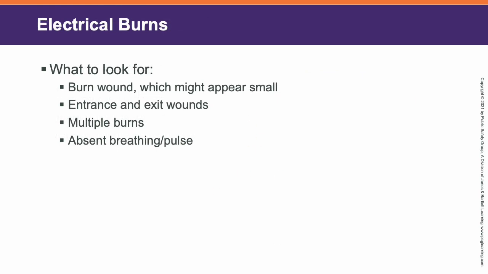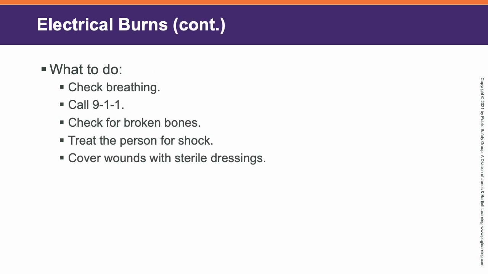So a couple of things to look for with electrical burns. Look for the actual wound. It may not be very big, but look for it. Look for also an exit wound. Look for if there was a place that the electricity came out. Check for multiple burns. And then, of course, check for breathing and a pulse. Okay. Last but not least, if they are not breathing, they don't have a pulse, call 911.